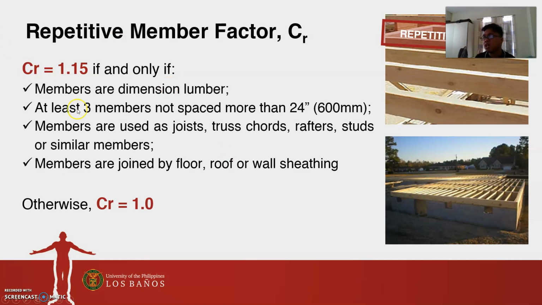Now, what's the logic behind the repetitive member factor? Why do we increase the strength if indeed it is repetitive? The logic is that, let's say a member is affected and one member here fails, then the loads can easily be distributed to the other nearby members. That's why it is also essential that the members are joined by floor. Otherwise, the loads will not be distributed. So again, all of these provisions should be satisfied before we can use a repetitive member factor CR equals 1.15.